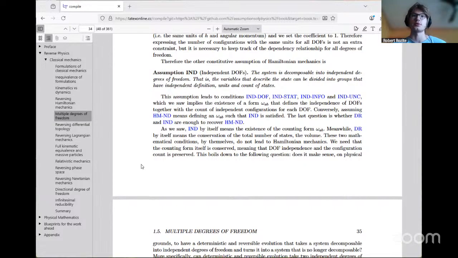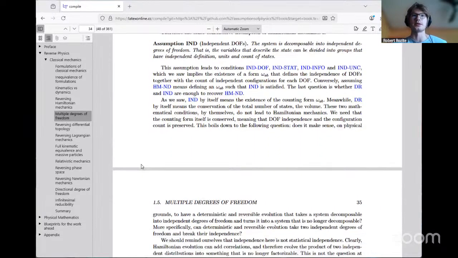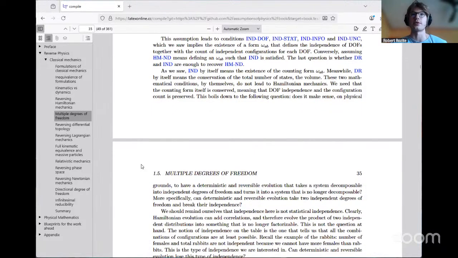The last question is whether DR, so deterministic and reversible, and independent degrees of freedom are enough to recover Hamiltonian mechanics for n degrees of freedom. As we saw, independence by itself means the existence of the counting form omega AB. Meanwhile, deterministic and reversible by itself means the conservation of the total number of states, the volume.